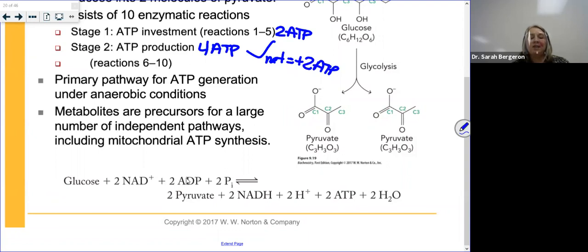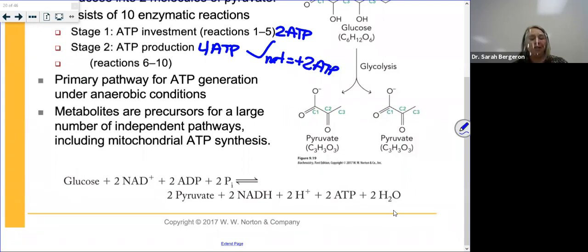We need ADP, and we need 2 inorganic phosphates. And what are we going to make? This is our net reaction, not step by step, but this is our net reaction. We're going to make 2 pyruvate. We're going to make 2 NADH, which are going to be important for later. We're going to make 2 hydrogen ions, 2 ATP, and some water.